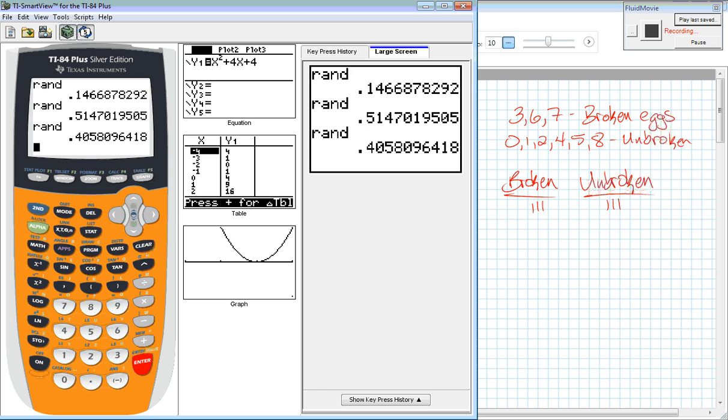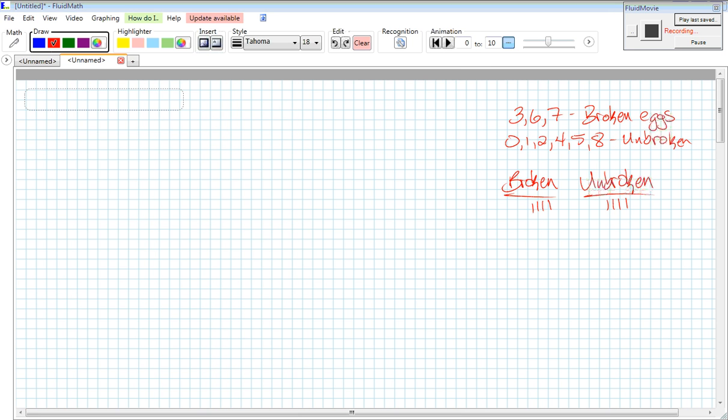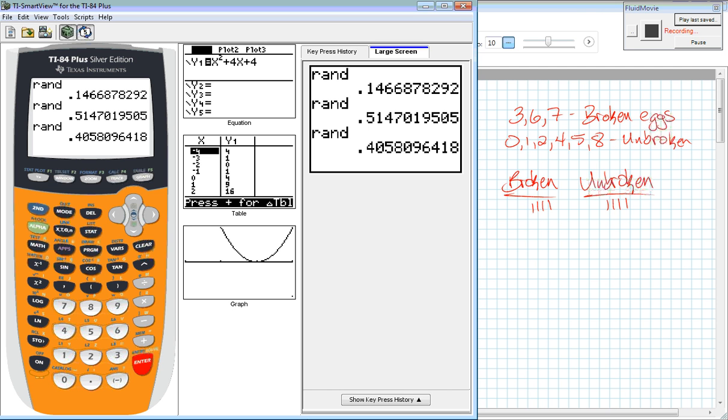So we're going to run them again. Okay, looking here, we have 4, 0, and 5. That would be unbroken. We have 8, 0, and 6. We've got to throw the 9 out. 8, 0, and 6. 6 contains a broken, so we're even again. And then we have 4, 1, and 8. 4, 1, and 8 is unbroken. So we're now up to 9 trials.